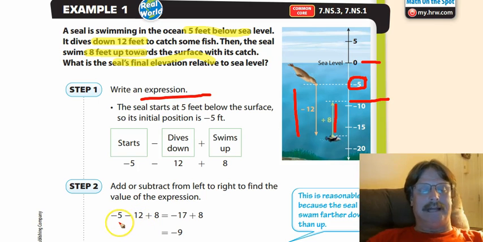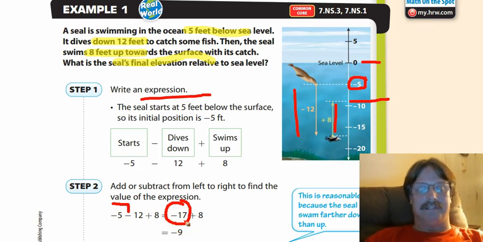So if we look down here in step 2, it shows us that we use the associative property and we take negative 5 minus 12, because remember you're going to go this way, and this is a positive 12 even though the sign is not there, so we're going to continue on. We started at negative 5, and if we go 12 more units we're going to be at negative 17, and then we add 8. So this says we're going to go this way, and this is a positive 8, even though it's not written. So we're going to go 8 units, and we're going to end up at negative 9.